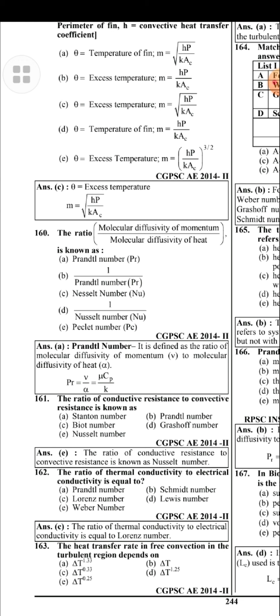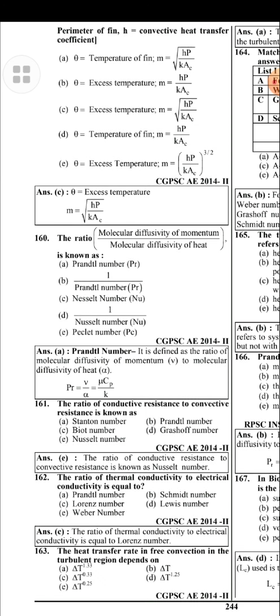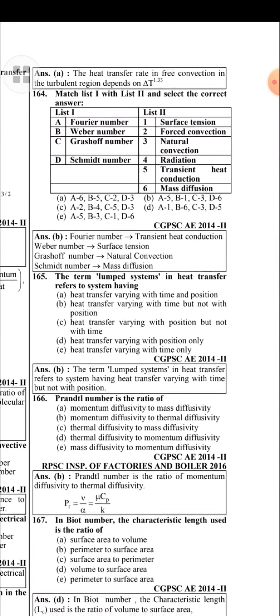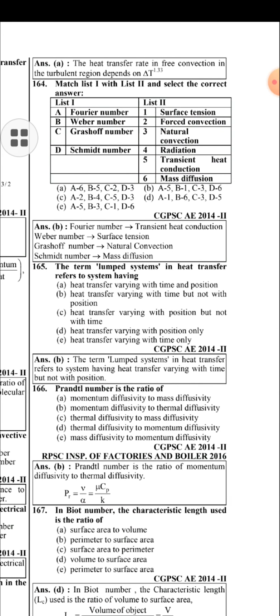The heat transfer rate in free convection in the turbulent region depends on delta T to the power 1.33. Match list 1 and list 2 and select the correct answer. The correct answer is B. Fourier number is equal to transient heat conduction, Weber number is equal to surface tension, Grashof number is equal to natural convection, and Schmidt number is equal to mass diffusion.